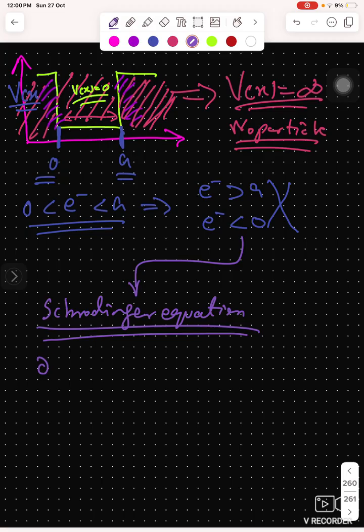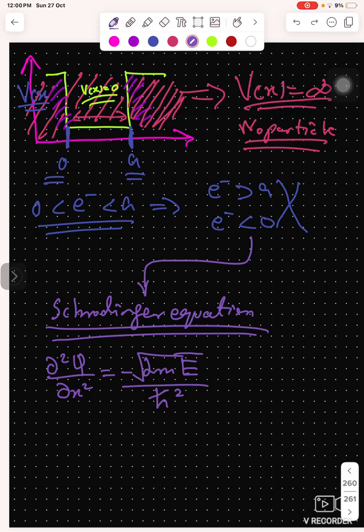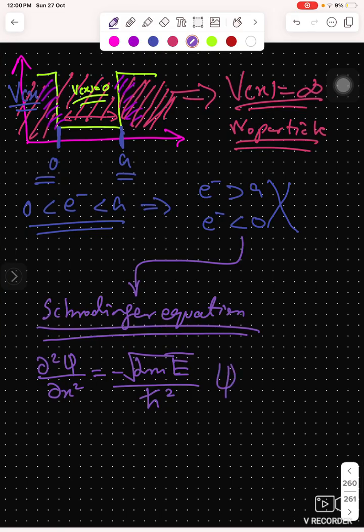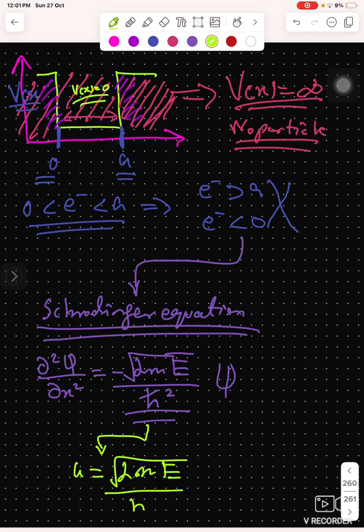d square psi over dx square equals minus 2mE over h bar square times psi. This factor can be simplified to k: k equals the square root of 2mE over h bar square, so k square equals 2mE over h bar square.